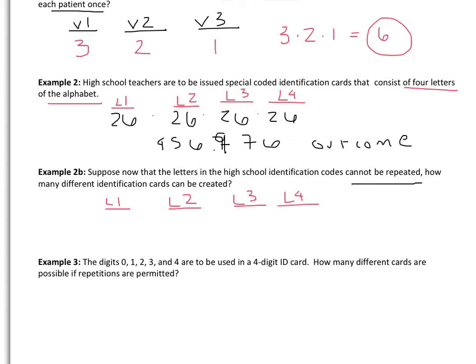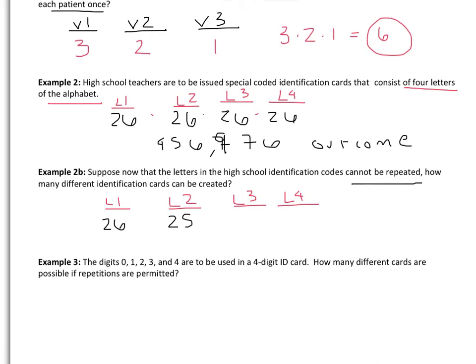The first time that I pick a letter, I have all 26 letters to choose from, so I have 26 options. Now let's say for that first letter I picked A. That means, since letters cannot be repeated, that I can no longer pick A again. How many letters would I have left to choose from if I've already used A and I can't use it again? You should have thought, oh, well, I only have 25 letters left.